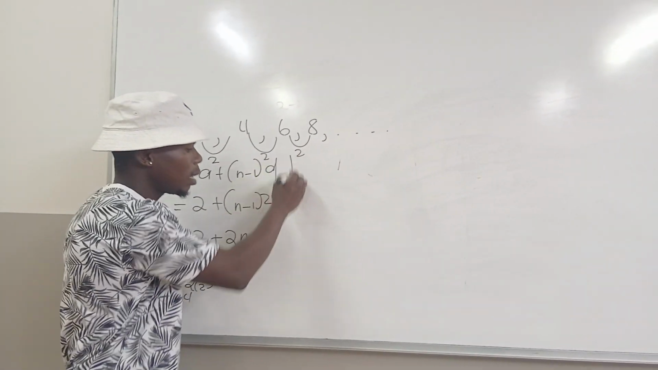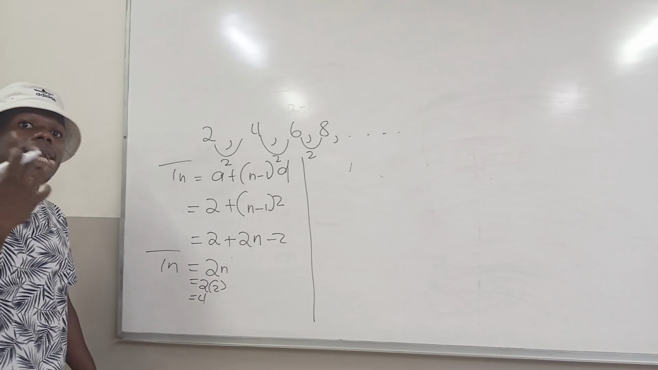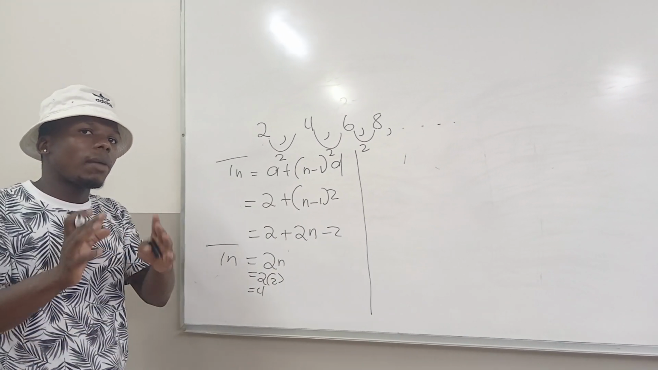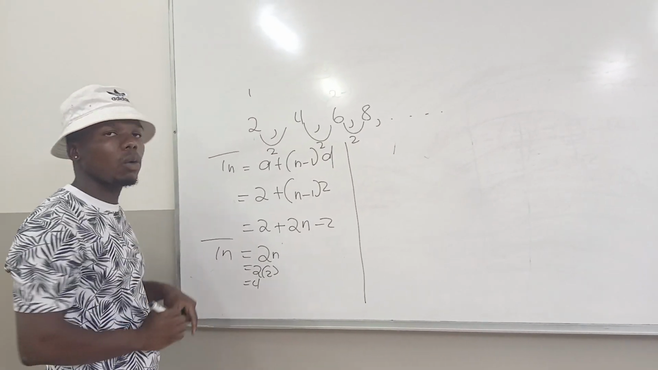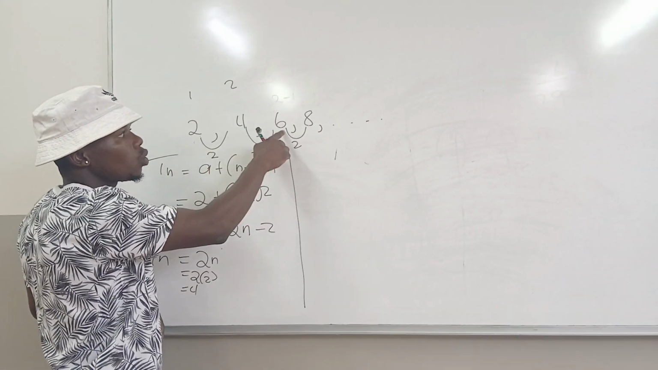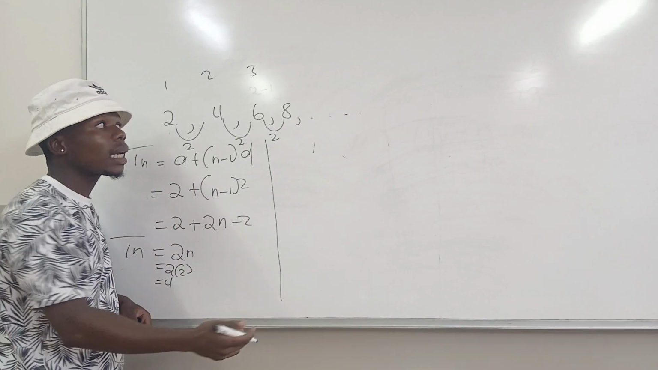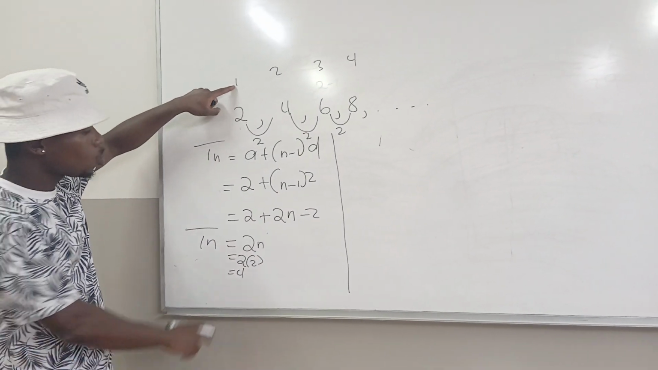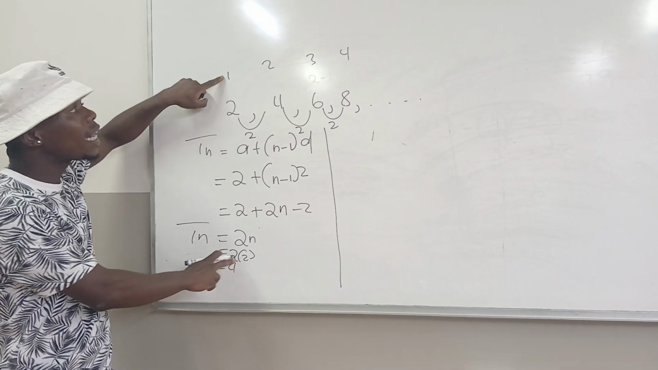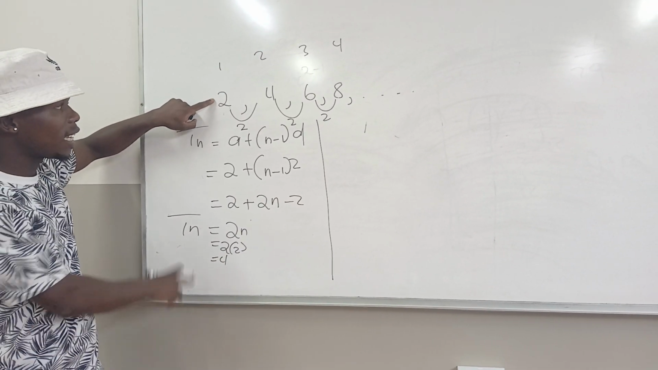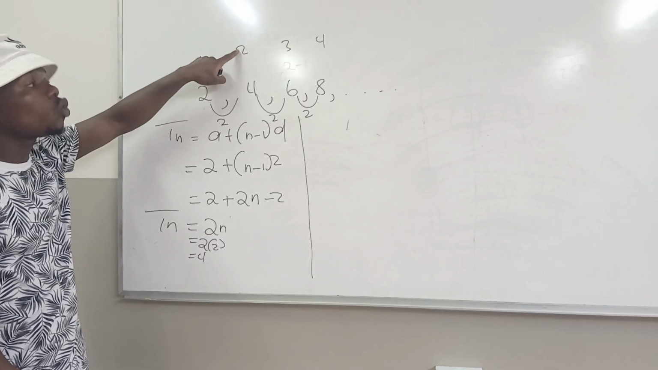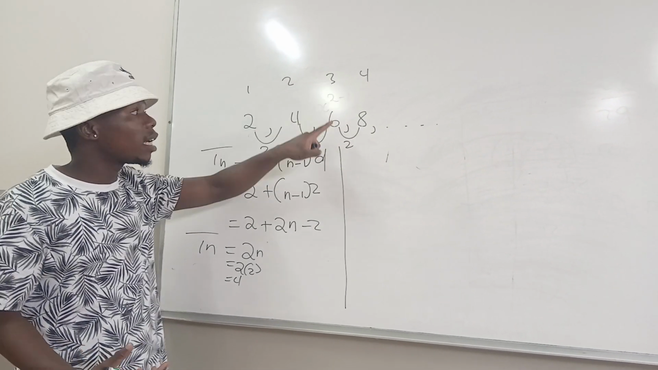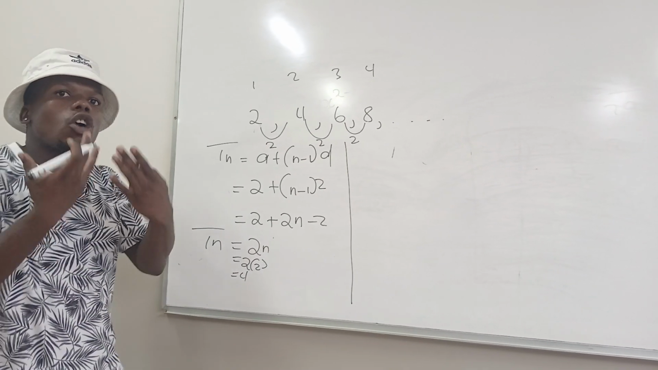Now let's look at another option on how to find the Tn of a linear sequence. Remember, we said 2 is position number 1, 4 is position number 2, 6 is position number 3, 8 is position number 4. When I substitute 1 in my formula, I get 2. When I substitute 2, I get 4. When I substitute 3, I get 6. It means I can create coordinates.